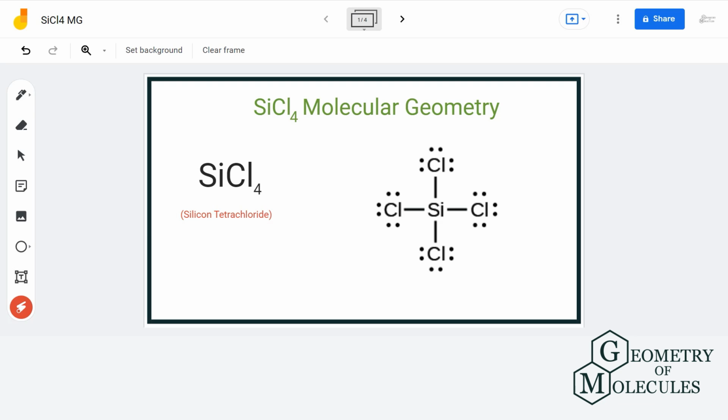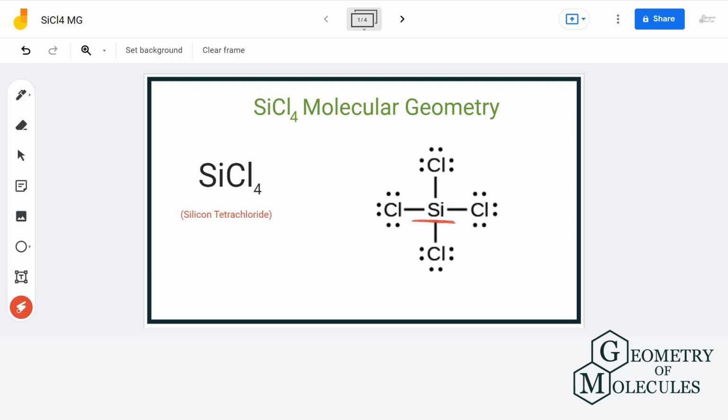In this video, we'll discuss the molecular geometry of silicon tetrachloride. It has a chemical formula of SiCl4, and for that, we'll look at its Lewis structure first. While determining the molecular geometry of any molecule, the configuration of the central atom plays a very important role. So we must always note down the number of lone pairs and bond pairs attached to the central atom.